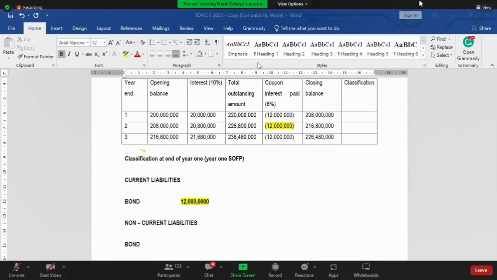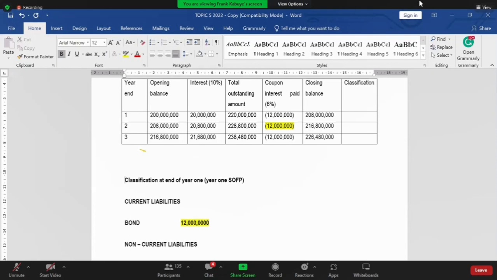It keeps increasing because we are not paying. We are only paying 12 million. A bond is different from a loan. For the loan, it keeps reducing, but for the bond, it keeps increasing, because the bond will only keep paying the coupon interest, we pay the other amount at the end of the period. They taught you these things in accounting 3.